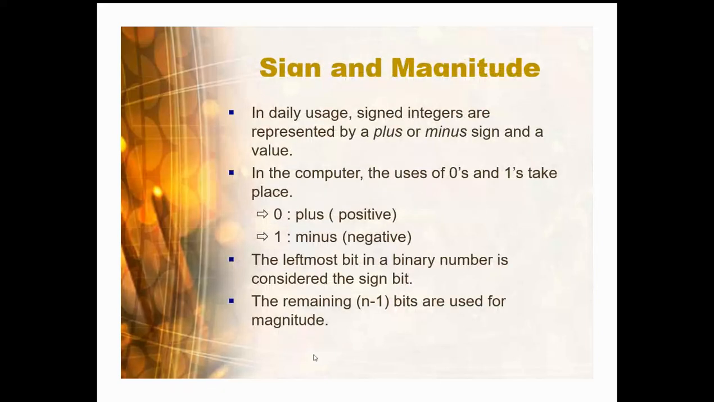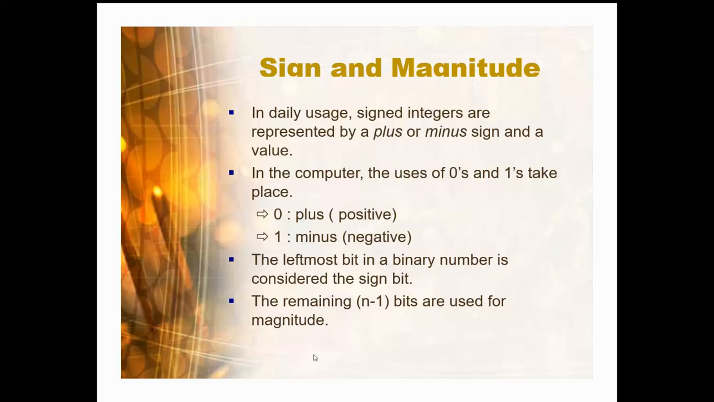Okay, so in the sign and magnitude, in the daily usage, signed integers are represented by the plus or minus sign and the value. So kalau kamu buat computer operation, ada positive and negative values. So how does your computer differentiate whether a number is positive or negative? So normally the positive number is represented by 0, and the negative number will be represented by minus. If you put negative 3, for example, you type minus 3. So bila computer treat that as an integer with negative 3, dia represent it as negative.